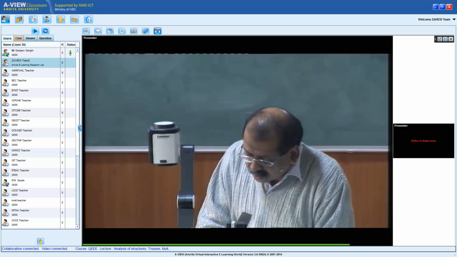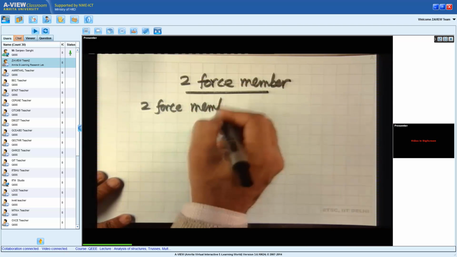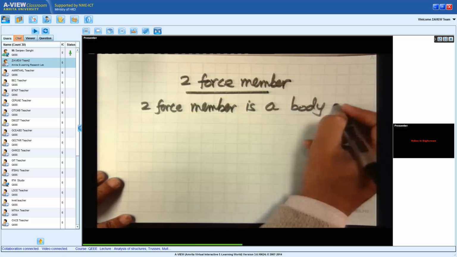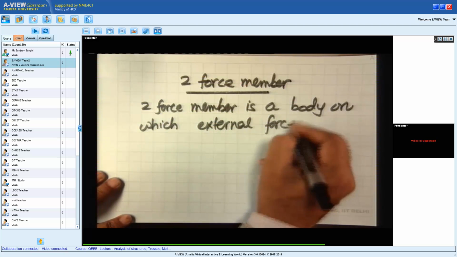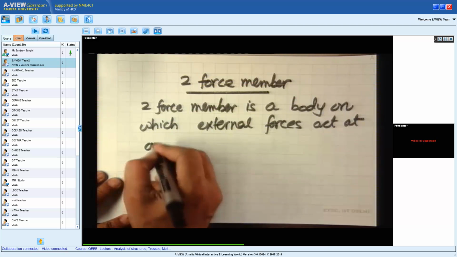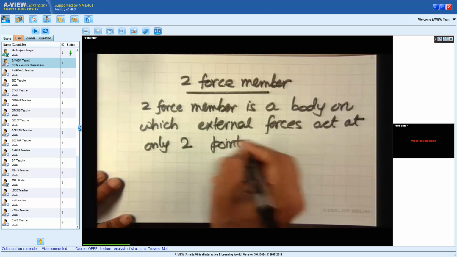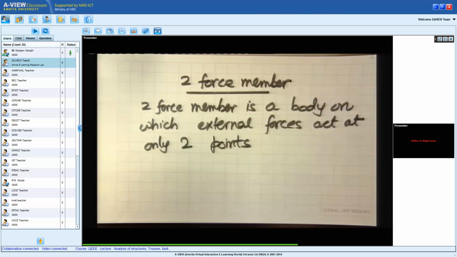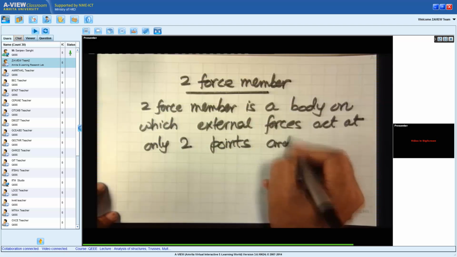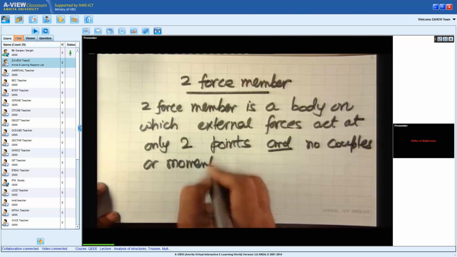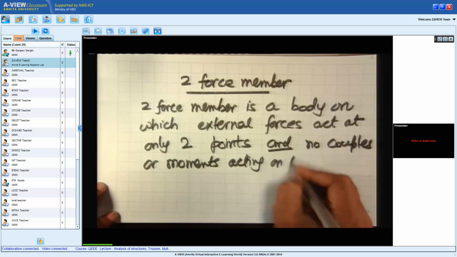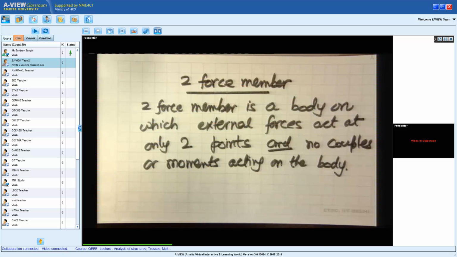A two-force member is a body on which external forces act at only two points. Only at two points external forces act, and this is very important, there are no couples or no moments which act on the body. That is what we call a two-force member.